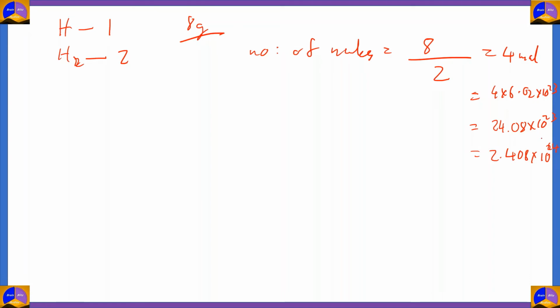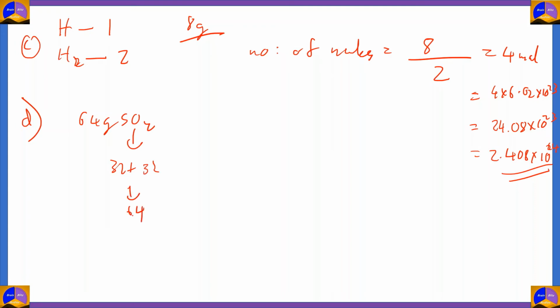So therefore, we find that H2 has a lot more molecules. That is option C. Let's look at option D just to confirm. So again, 64 grams of SO2, and SO2 is 32 plus 2 times 16, that is 32, so that gives you 64. So the given mass is 64. So the number of moles is equal to 64 by 64, which is equal to 1 mole.